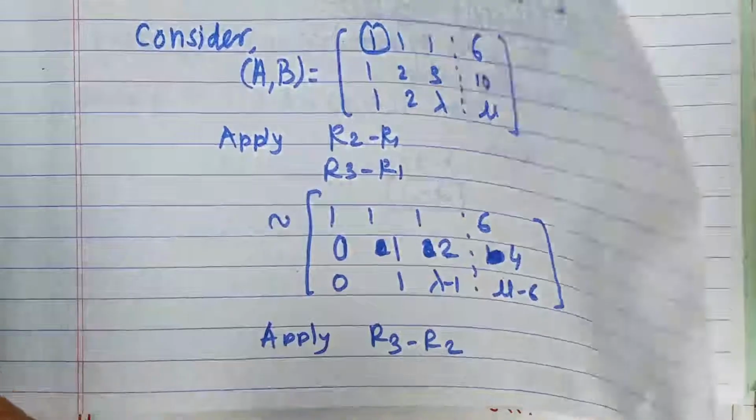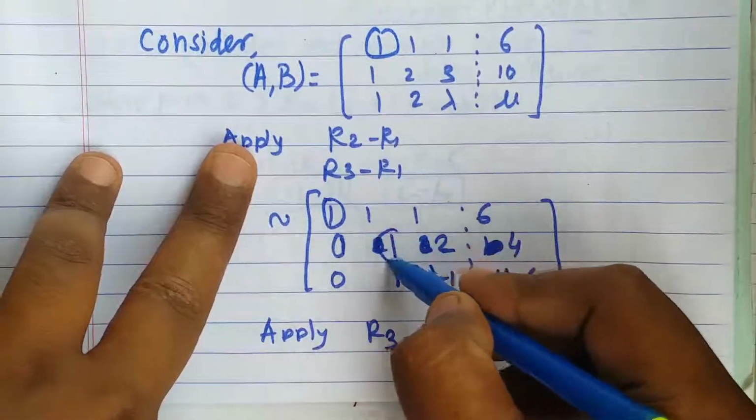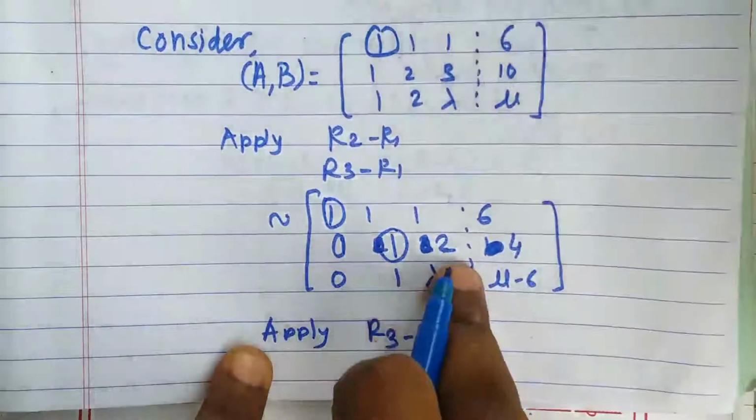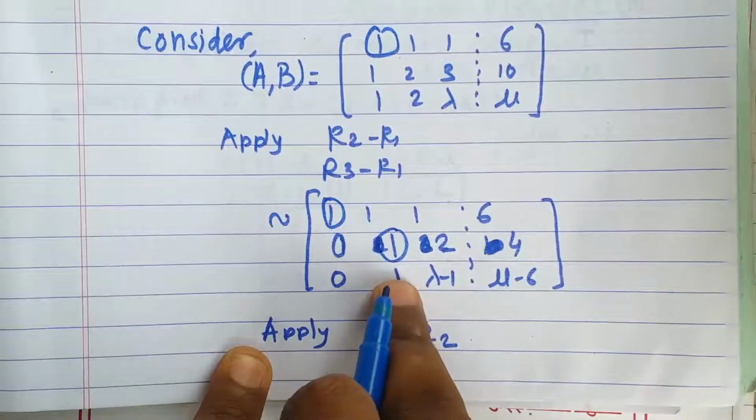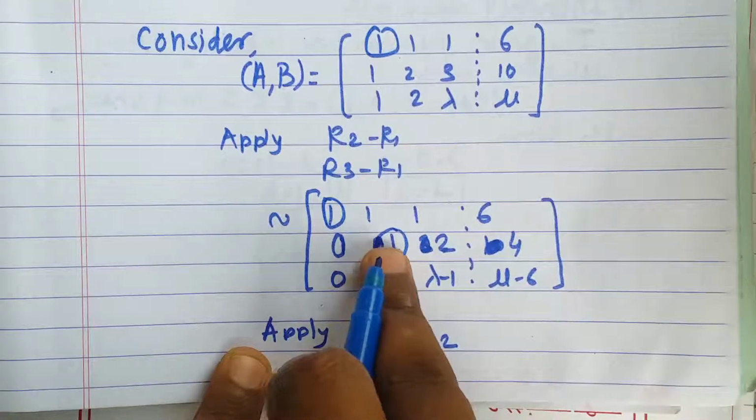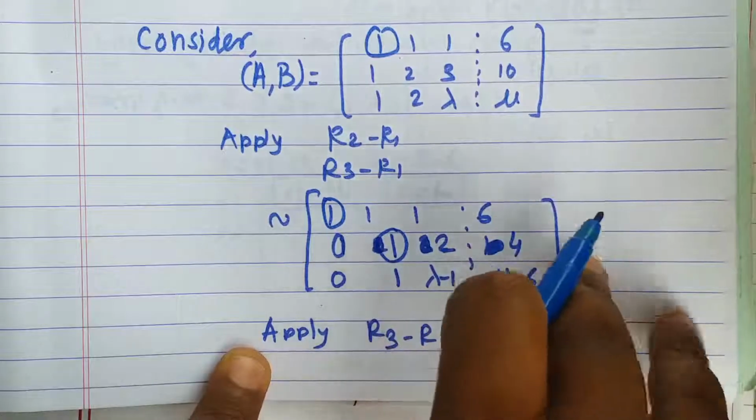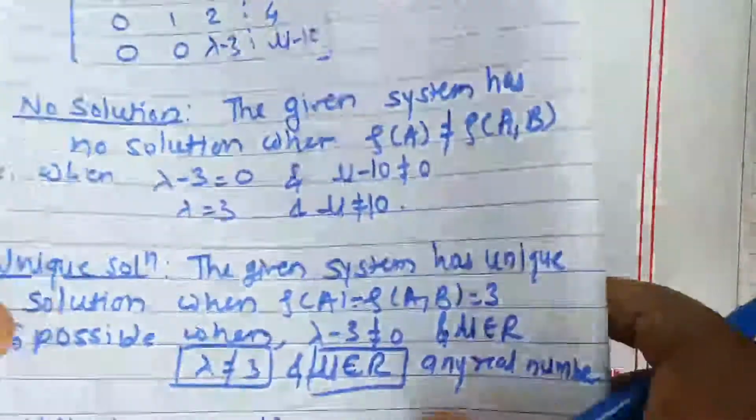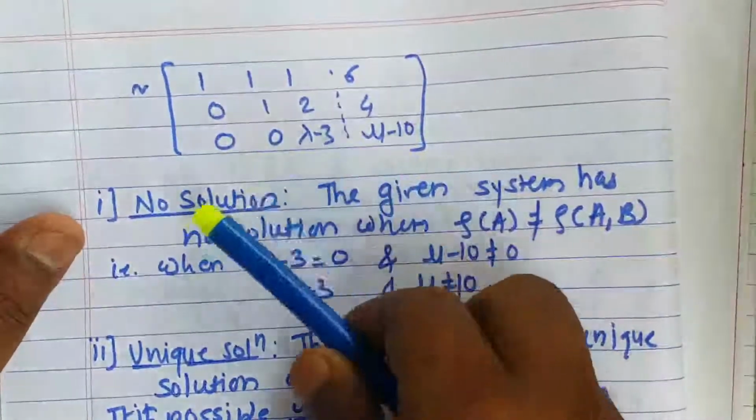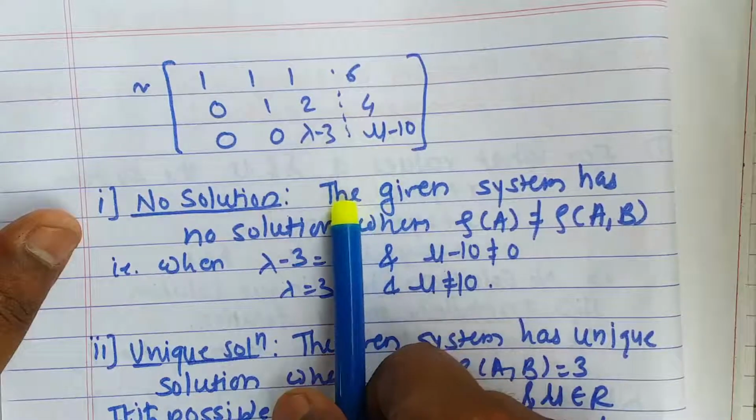Next, the next row's leading coefficient is this one, the second row's pivot. Below that we have to make 0. For that we make use of r2 and r3, changing r3 to r3 minus r2. So 1 minus 1 is 0, lambda minus 1 minus 2 is lambda minus 3, mu minus 6 minus 4 is mu minus 10. So the next matrix will be this. Now this is in echelon form. We don't have rows further, so we stop here. We cannot simplify further.